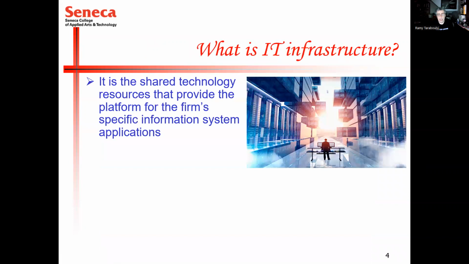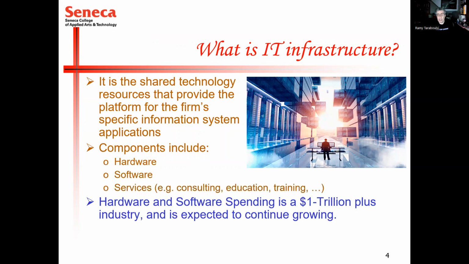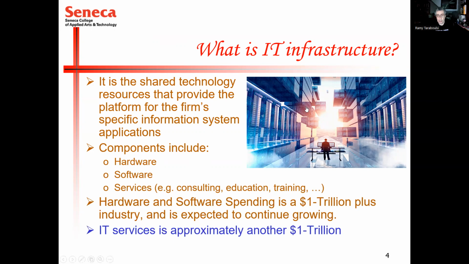IT infrastructure in general is the technology that helps the company manage its information systems. The components of it include the hardware, the software, the services, and the cost of IT infrastructure is massive. We're talking here about $1 trillion for the hardware and software, and another $1 trillion for the services associated with IT infrastructure. There's a video behind that that talks about IT infrastructure in detail, and you're expected to watch that video.